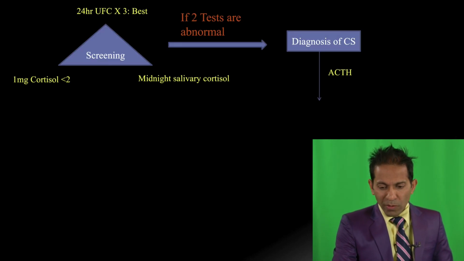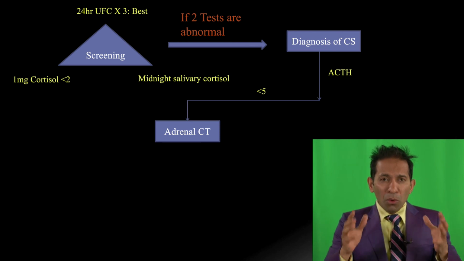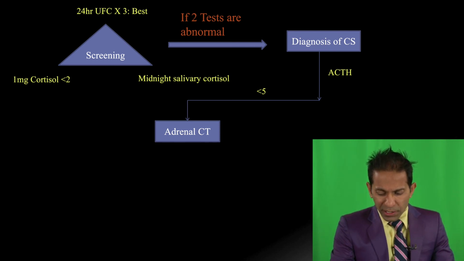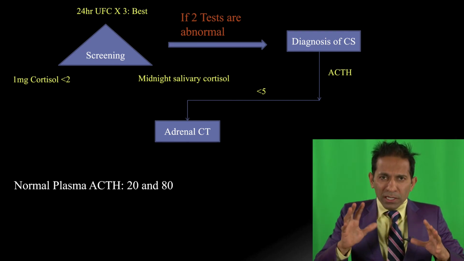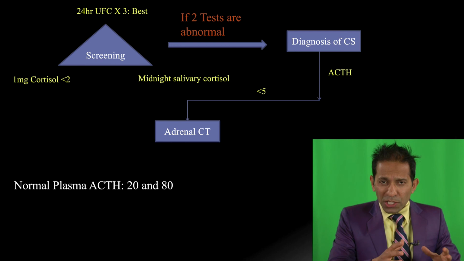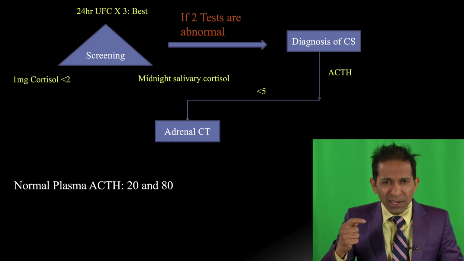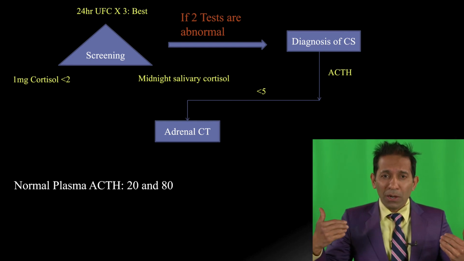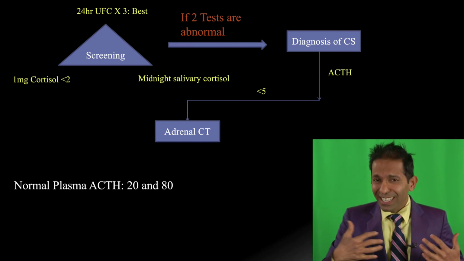So let's go back to our flow chart. If the patient's ACTH is less than 5, most likely the patient has an adrenal cause of Cushing syndrome. So you do adrenal CT. So with this, we are done with diagnosis of Cushing syndrome. In the next couple of minutes, I'm going to talk about how to make a diagnosis of Cushing disease, that is the central cause of ACTH dependent Cushing syndrome. We will also talk about ectopic ACTH production, which can happen in lung malignancy.